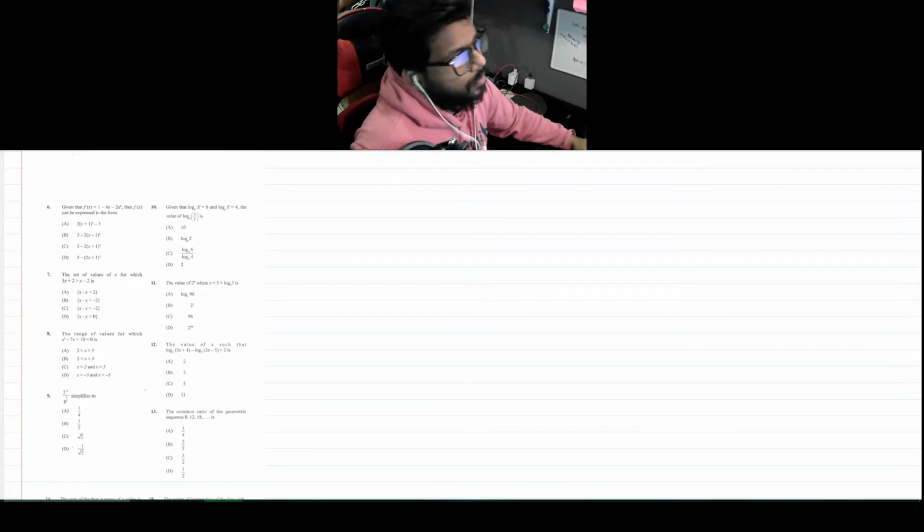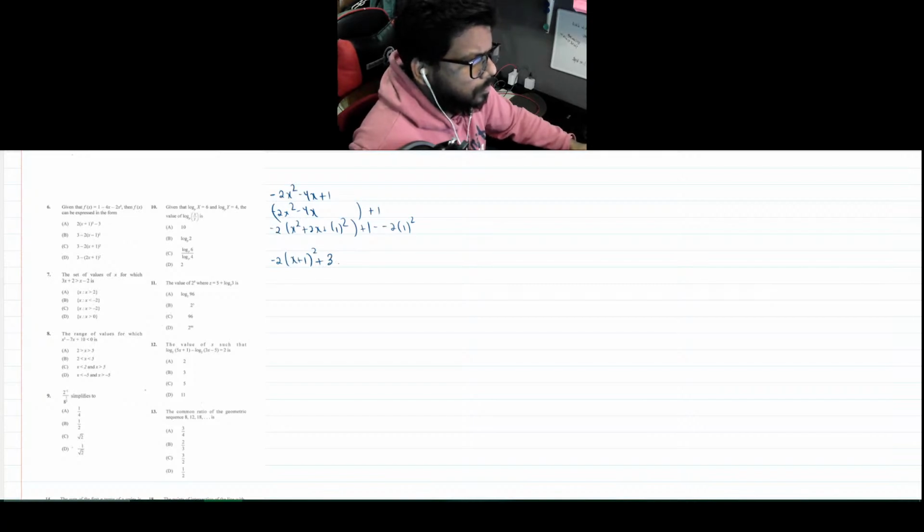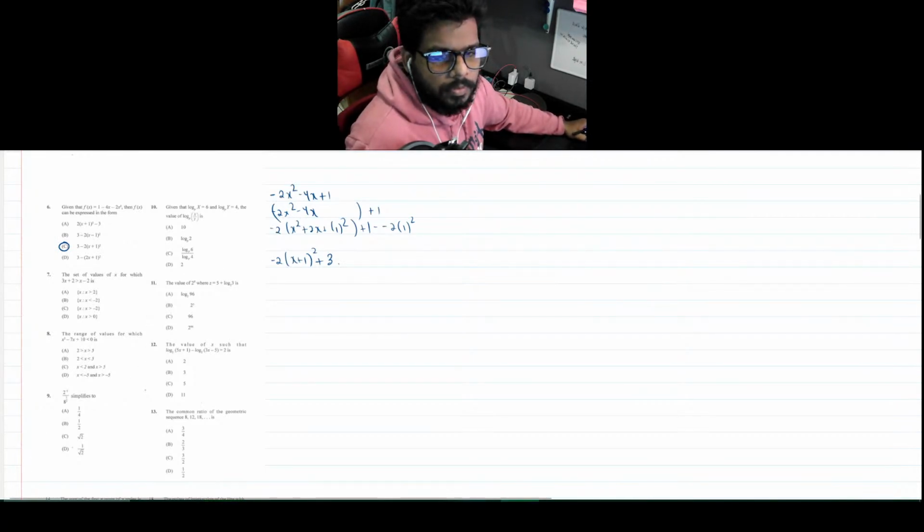So I go and complete the square. I have minus 2x squared minus 4x plus 1, which is minus 2 into x squared plus 2x, plus 1. That is minus 2 into (x plus 1) all squared, minus minus 2 into 1 squared, plus 1, which is 1 and 2 is 3. So 3 minus 2 into (x plus 1) all squared. Easy peasy lemon squeezy.